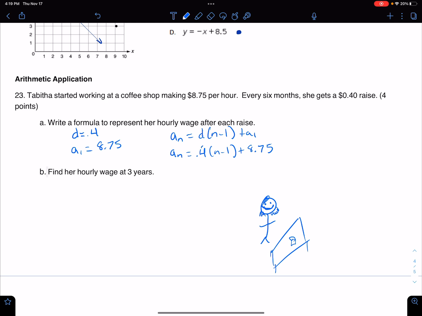I then distribute this out. So I say A sub n equals 0.4n minus 0.4 plus 8.75. And I do the math. You pull up your calculator and you do negative 0.4 plus 8.75 and you get 8.35. So your equation is A sub n equals 0.4n plus 8.35. And that is your answer for letter A.